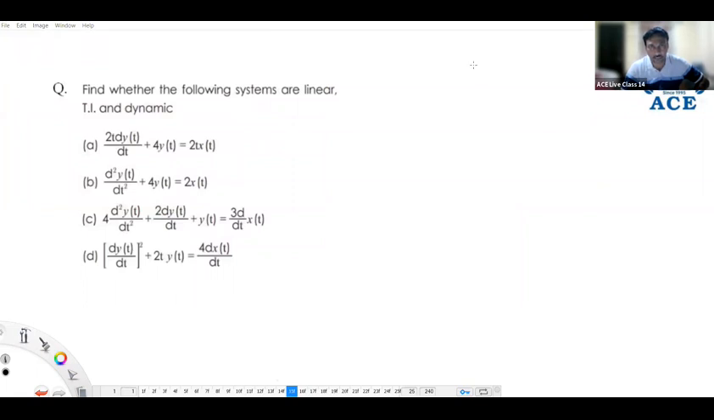d by dt of x(t) is a causal system. Everyone respond to this.